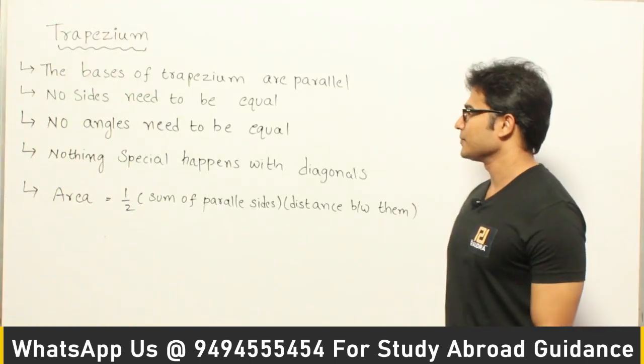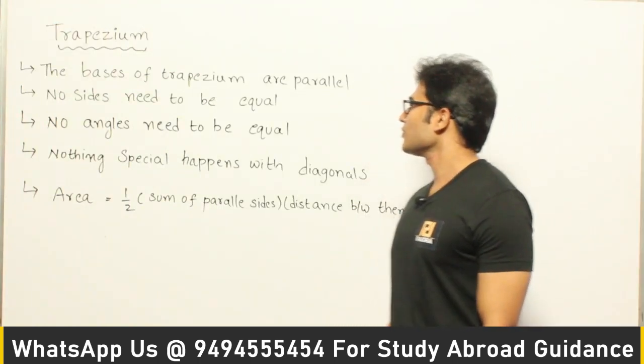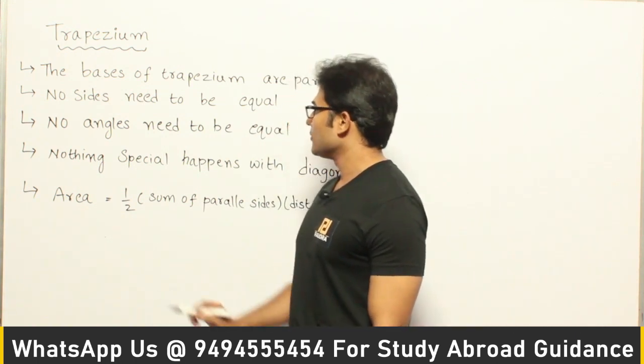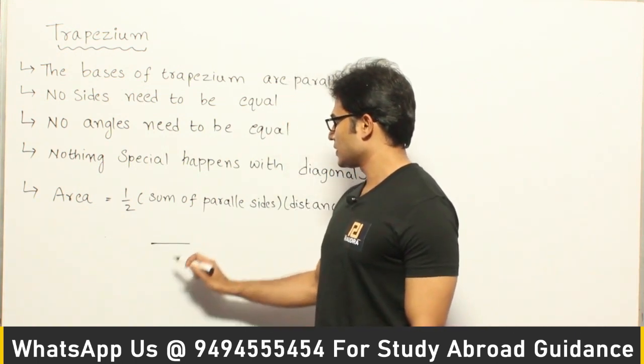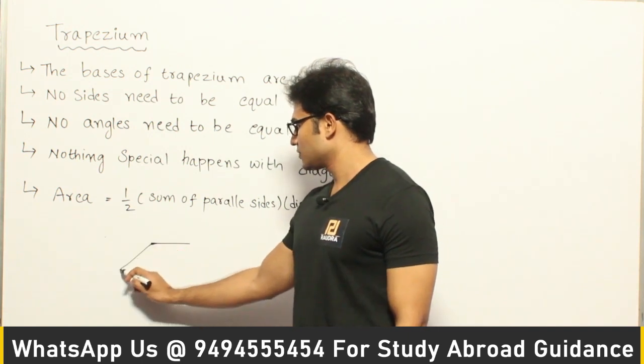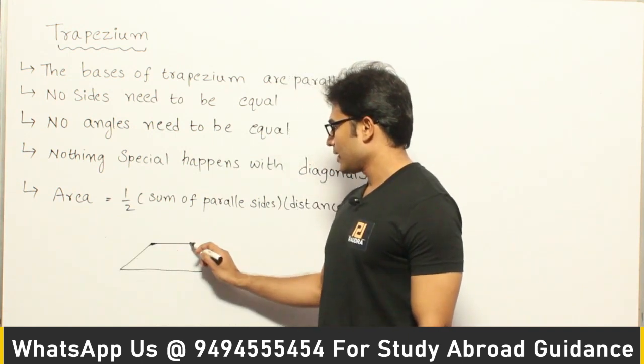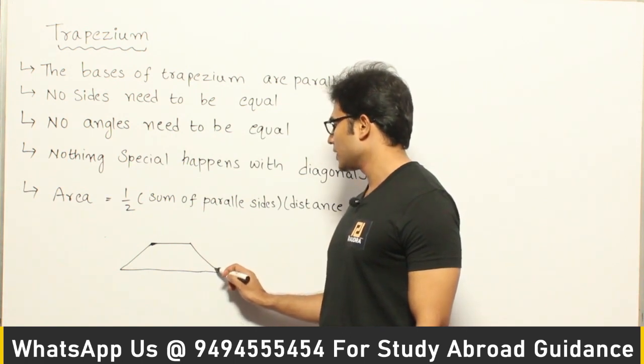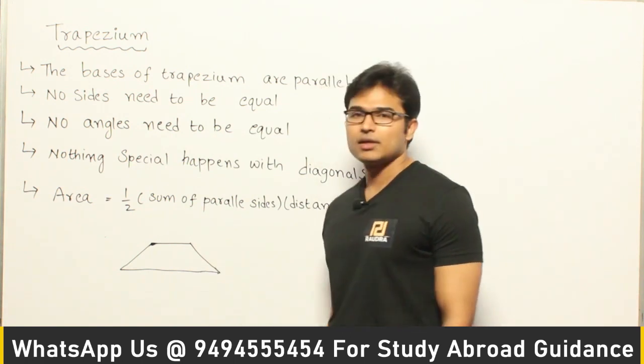Let's see about the trapezium. In a trapezium, the bases are parallel. You can take this diagram as a trapezium. Two sides will be parallel and the other two sides need not be related at all. Okay, they can be parallel or they need not be parallel.